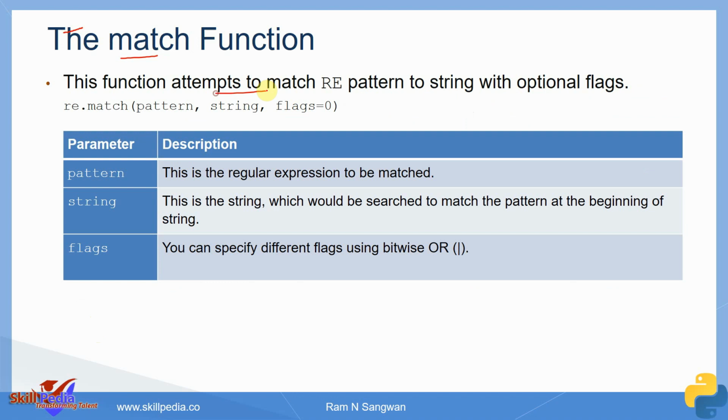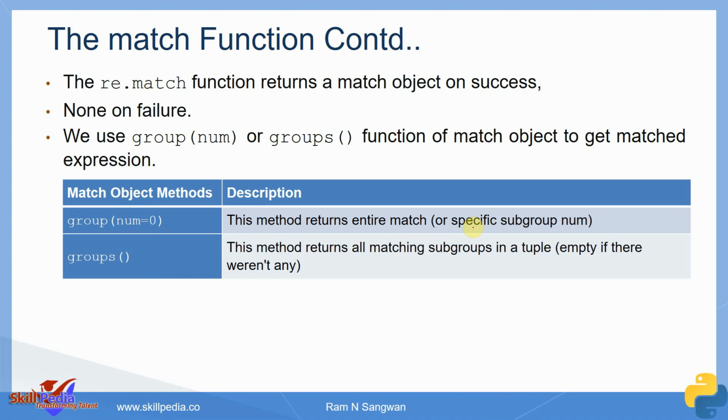This function attempts to match a regular expression pattern to a string with optional flags. So the syntax is re.match, the pattern which you want to search, the string, and flags. Pattern means this is the regular expression to be matched. String means within this string you are trying to find it. Flags means you specify different flags using bitwise OR, that is this piping symbol or vertical bar. The re.match function returns a match object on success and None on failure.